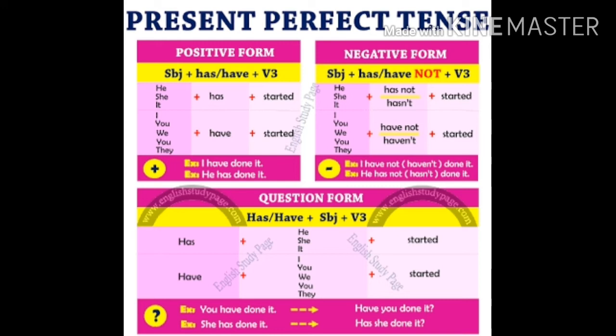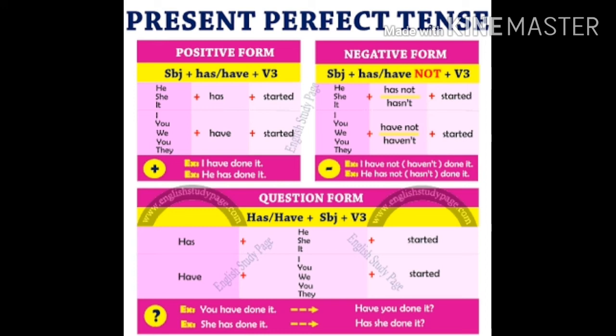In negatives, subject plus has, have, not, and V3. That means first of all we will place the subject, then has or have according to the subject, then not, and then V3, or if we are having anything else in the sentence, then we will place that afterwards. Now for interrogative sentences, obviously has or have at the first place, after this the subject, and then we will use V3. After that, the remaining sentence if we are having.